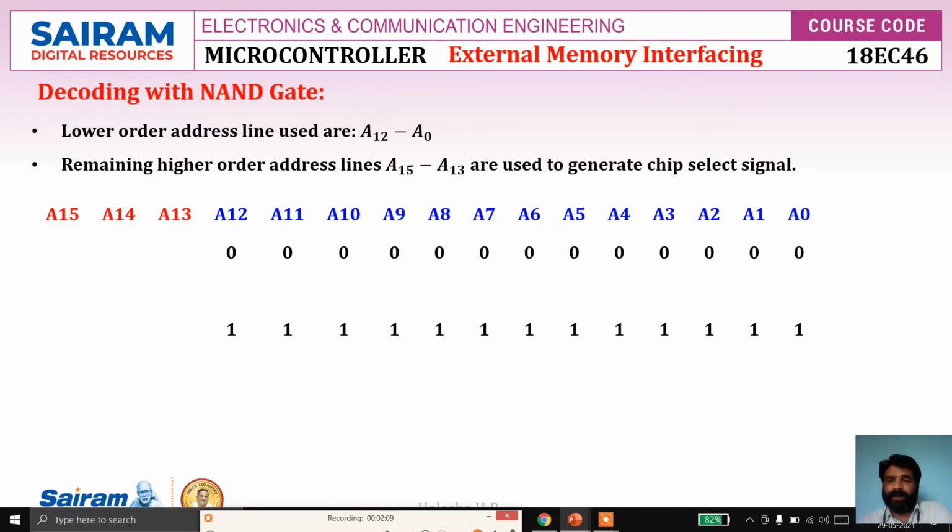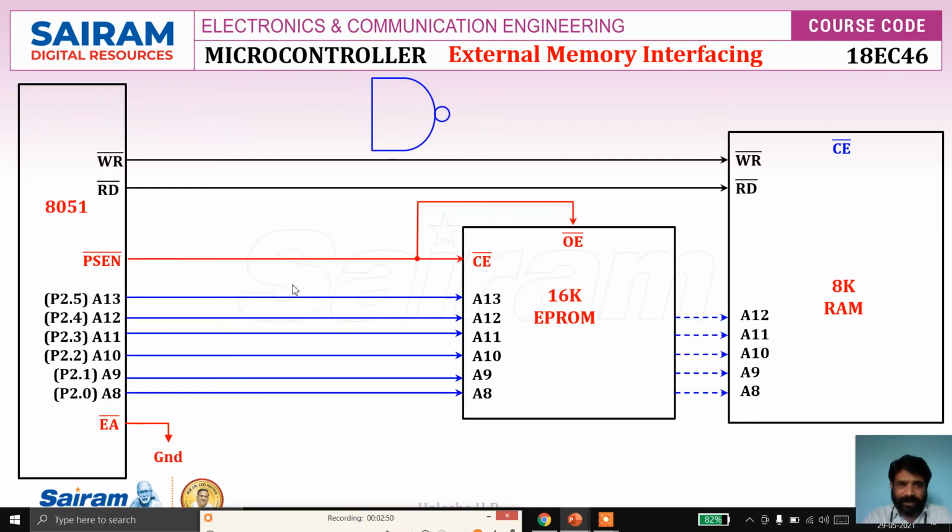The address range: A0 to A12 is used as the lower address, from all zeros to all ones. This is the start address and this is the end address, and the remaining three pins are not used. We can make them anything. If I make them all one, then the start address in hexadecimal becomes E000H and the end address is E1FFH. So this is the address range, and here these are the unused address lines.